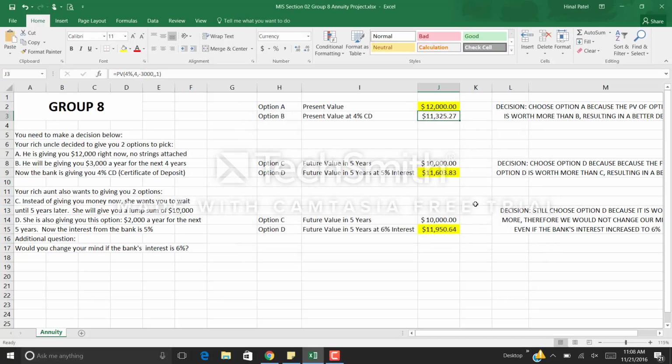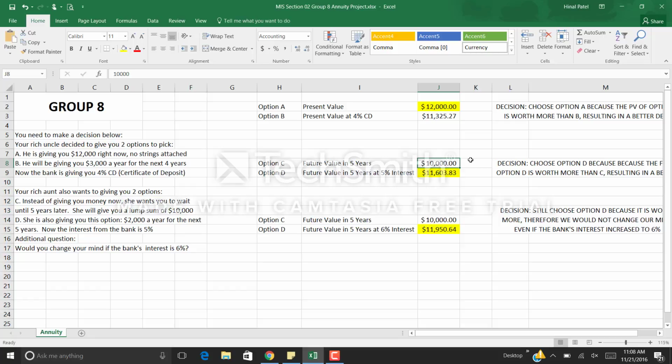For our second decision, we decided that taking option D, which is $11,603.83, is better because you accumulate interest of 5% on each of the $2,000 you receive every year from your aunt versus a lump sum of $10,000 in 5 years, which doesn't accumulate any interest, being that it is a lump sum given to you in 5 years' time.